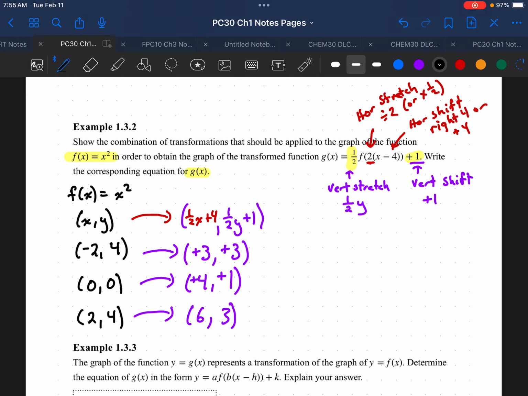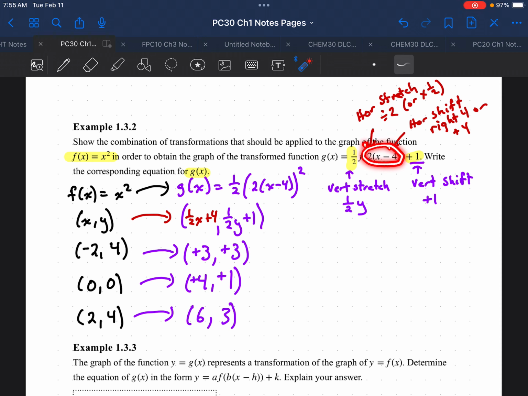Now what this function will look like, this function will look like this. G of x is going to equal 1/2 brackets 2x minus 4 brackets squared. So this whole section here gets dropped in for x. So right here, that's where x was. That's this whole section here. And then we're going to +1 on it.